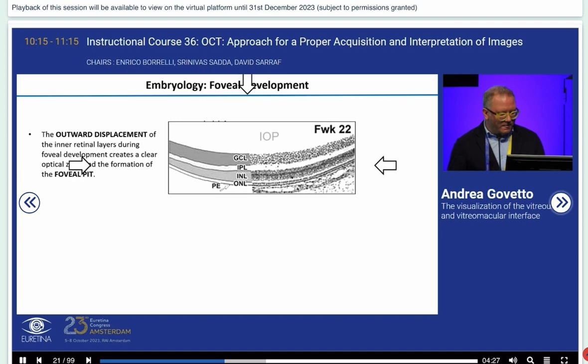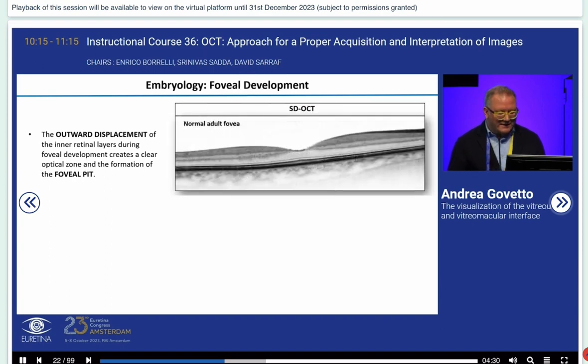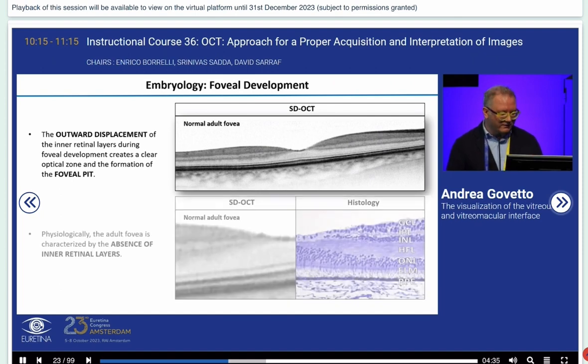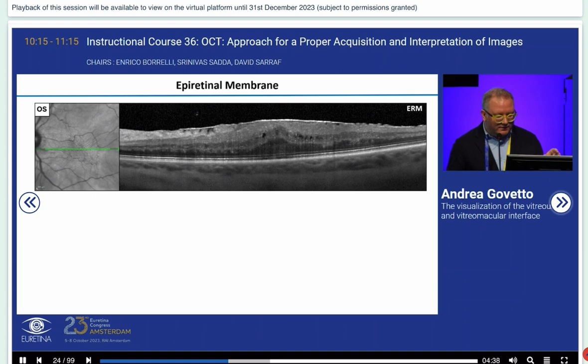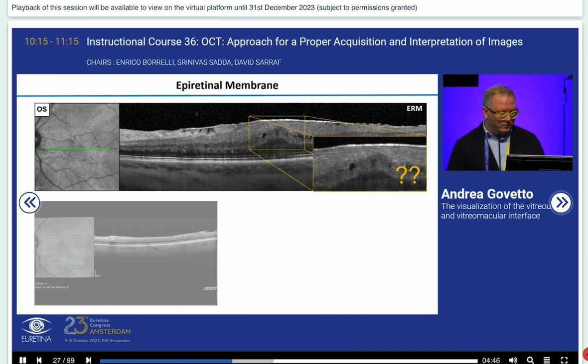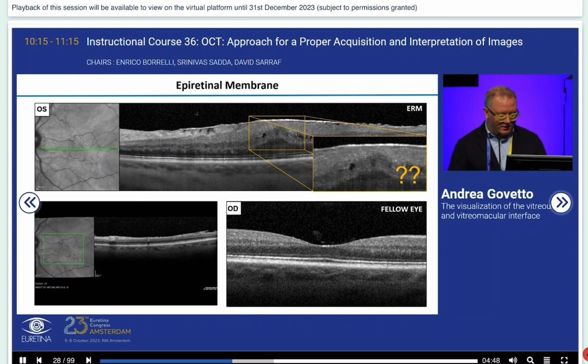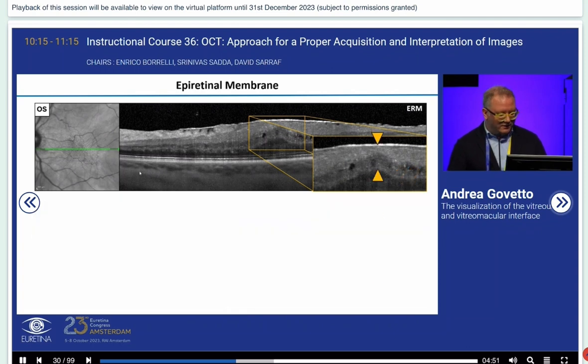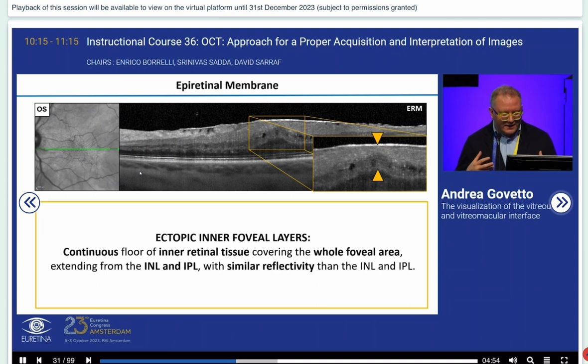Good. So by knowing that in the center of the fovea there should not be inner retina, and we know this due to histology and development, you should notice that in this membrane there is something weird, because there is inner retina in the very center of the fovea. So by knowing this, we investigated when I was at UCLA a while ago, we started investigating with Dr. Sarraf as well, and we found that this tissue is not normal. This tissue, we call it ectopic inner foveal layers. It means that the traction of the membrane is bringing inner retinal tissue over the fovea.